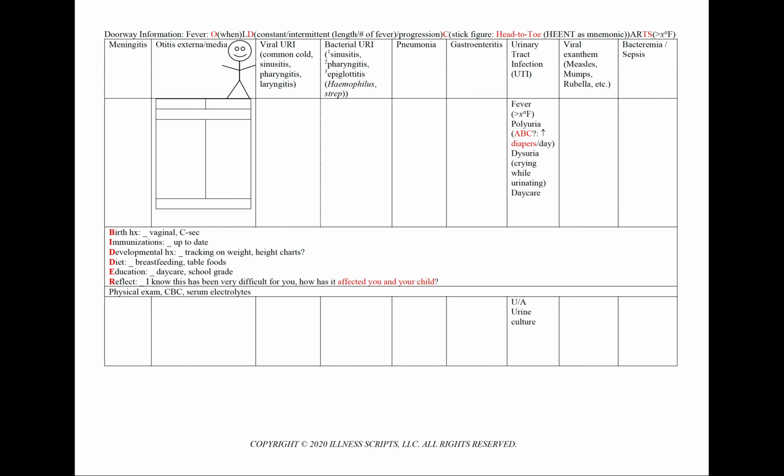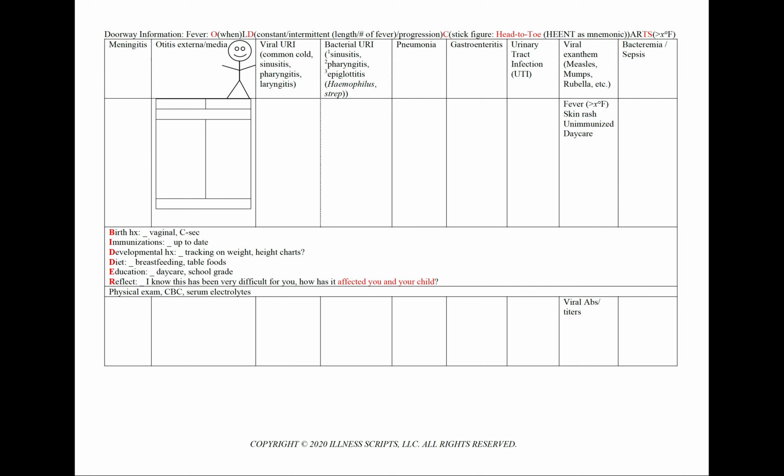In a urinary tract infection, we'll see a fever, polyuria, and we'll use our mnemonic A, B, and C, and for the amount, we'll ask about the diapers per day, dysuria, and again, in a pediatric patient that may not be able to communicate the pain, we'll ask the parent if there's been any crying while urinating, and daycare attendance, and we'll order a urinalysis and urine culture.